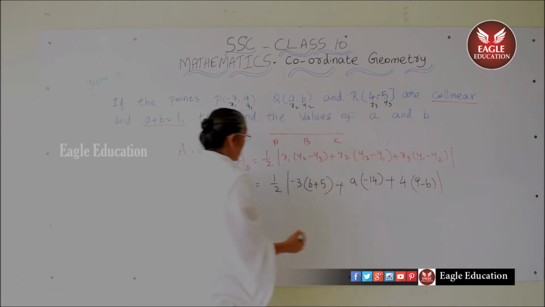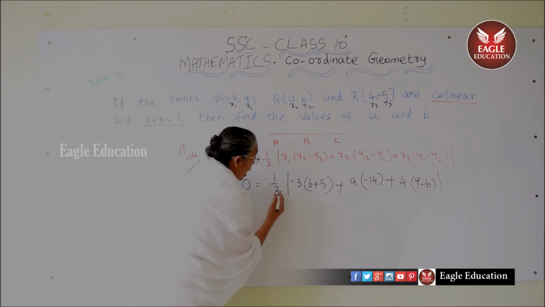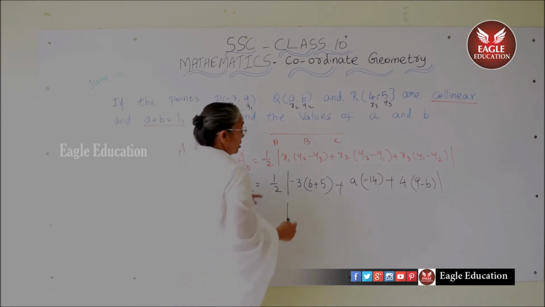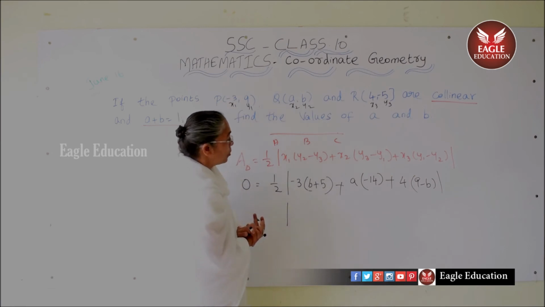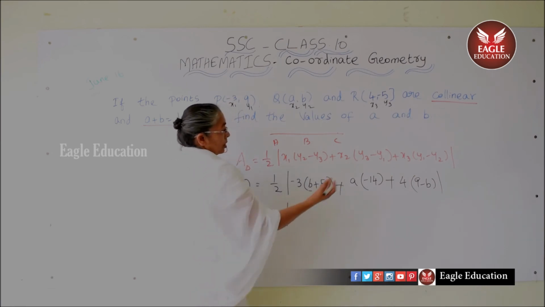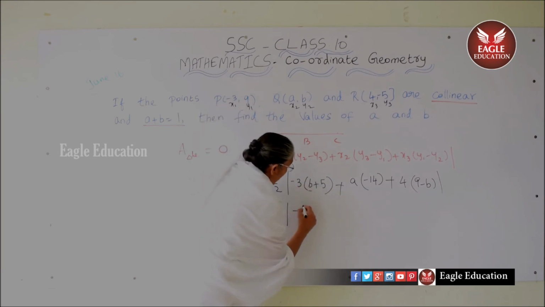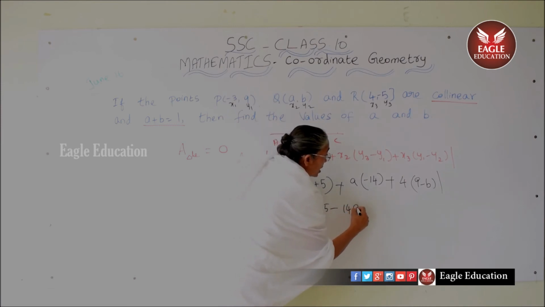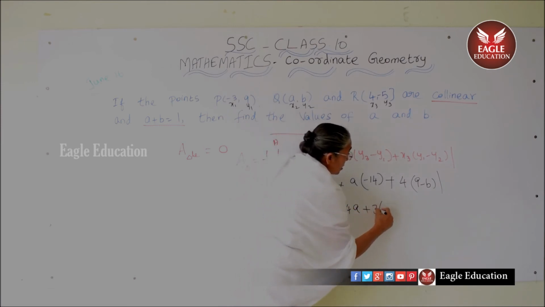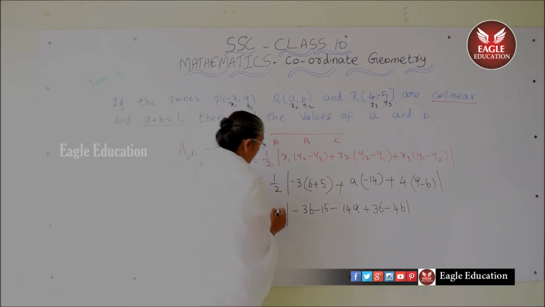So, shall we do simplification here? Anyhow, our left hand side is given as 0. Half cannot be 0, so we can leave half. So, b plus 5 of minus 3. Okay, let us form the linear equation in 2 variables a and b. We will get here: minus 3b minus 15 minus 14a plus 36 minus 4b is equal to 0.